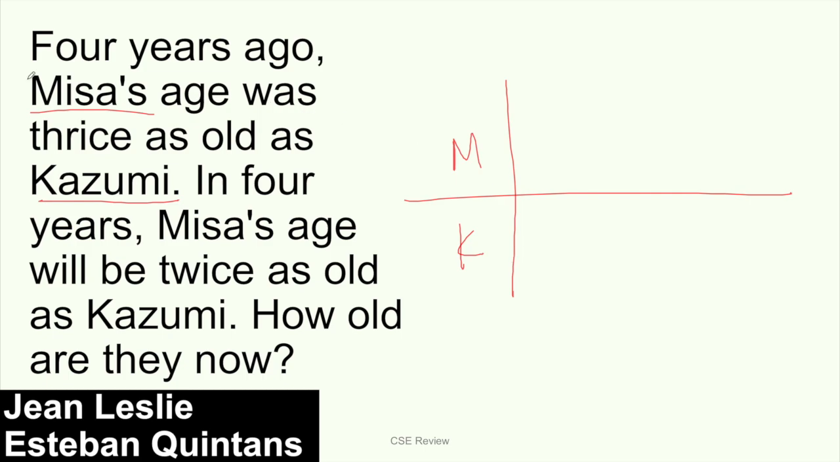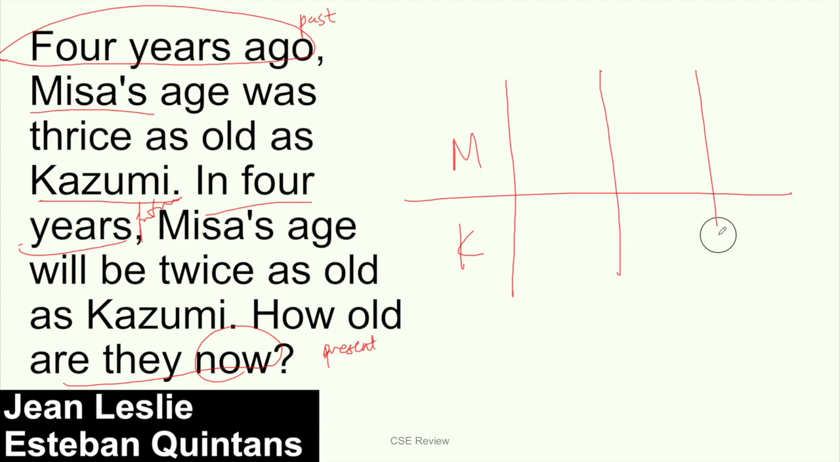And then your time period, you have 4 years ago, which is in the past. And then in 4 years, which is in the future. And then, how old are they now? So, meron kang present. So, you have your 3 time periods. Past, present, and future. Okay? 4 years ago, that is minus 4. Then you have your now point, and then you have in 4 years, which is plus 4.